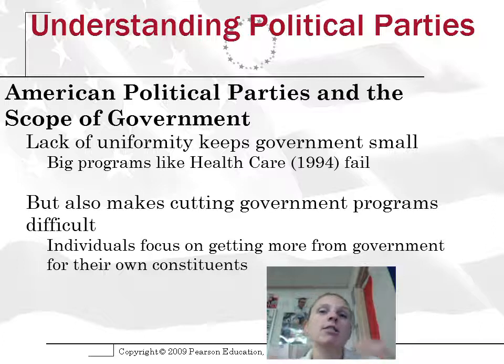The government doesn't get things done, and in some cases they stay small, like in 1994 when universal health care wasn't passed. That failed because the Republicans and Democrats couldn't agree on it. At the same time, when they can't agree on things, things can't get cut or taken away either, like, I don't know, entitlement programs. We're having some trouble with that as well, and it basically makes it difficult for the political party to also shrink the size of the government.